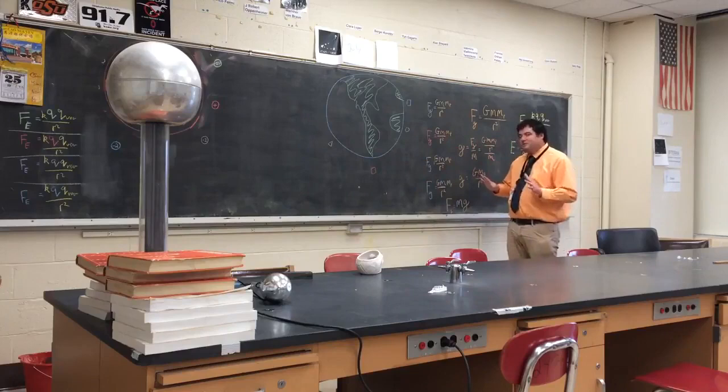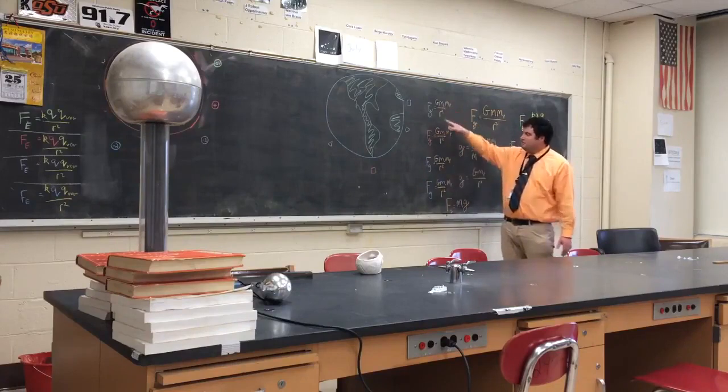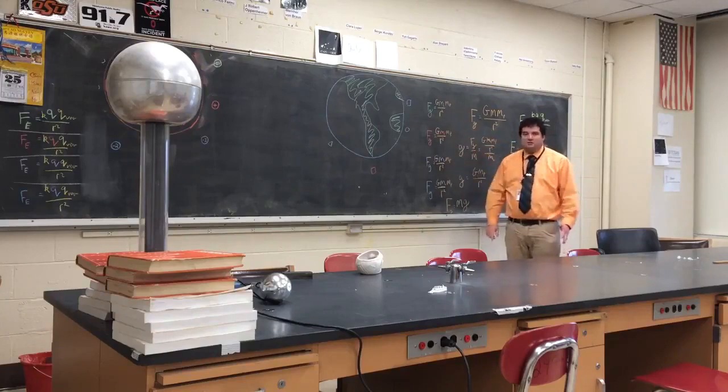And you can't help but notice when you do it all in the same color that most of the equation is actually identical. Big G is the same in all of them. The mass of the planet is the same in all of them. The only thing that's really changing is the mass of each individual object.